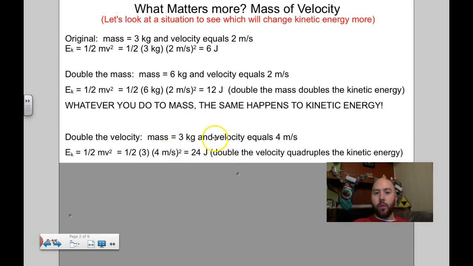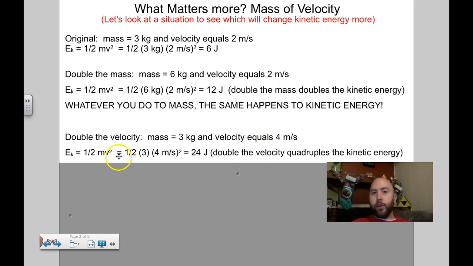Notice, when I doubled the velocity, I did not, I repeat, I did not double the kinetic energy. In fact, originally it was 6, now it's 24. How many times bigger is 24 than 6? It's 4 times bigger. So when you double the velocity, it quadrupled the kinetic energy. Why? It's all because of the square.